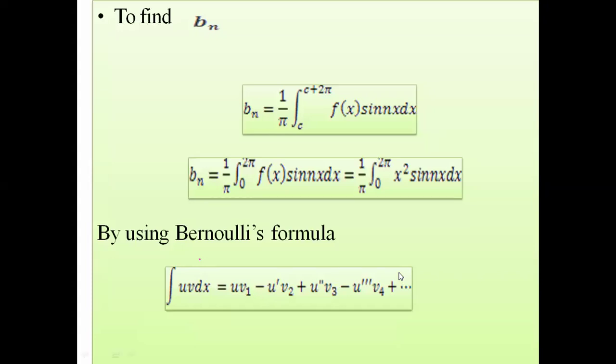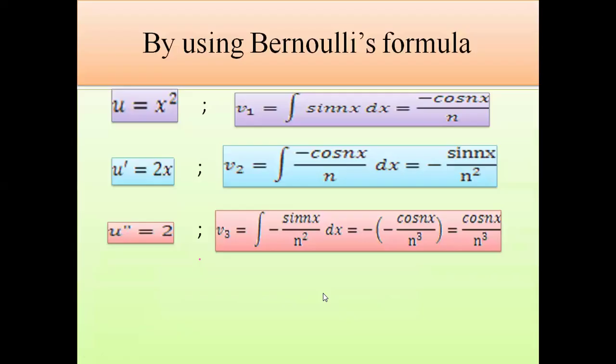Next, to move on to bn, we have to find bn. bn is equal to 1 by pi integral c to c plus 2 pi f of x sin nx dx, which is 1 by pi integral 0 to 2 pi f of x sin nx dx, where f of x is x square, so x square sin nx dx. Using Bernoulli's formula, integral uv dx = uv1 minus u dash v2 plus u double dash v3 minus u triple dash v4, we solve the problem.